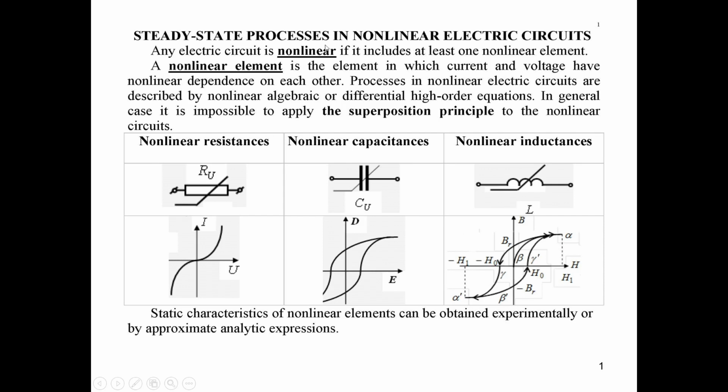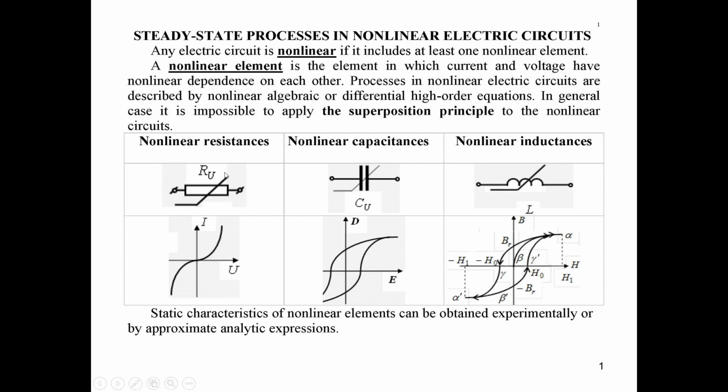Any electric circuit is considered nonlinear if it includes at least one nonlinear element. A nonlinear element is an element in which current and voltage have a nonlinear dependence on each other. Processes in nonlinear electric circuits are described by nonlinear algebraic or high-order differential equations, and it is not possible to use the superposition principle, which is not applicable to nonlinear circuits.